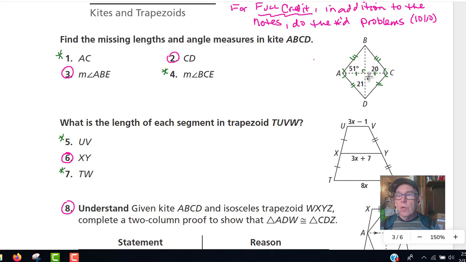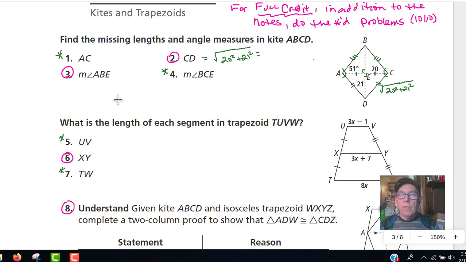So here's a 21, here's a 20. This is a right triangle. This length is going to be the hypotenuse. It's going to be the square root of a squared plus b squared, which is 20 squared plus 21 squared. So whatever the answer is, it's going to be the square root of 20 squared plus 21 squared. Okay, I'll leave that for you to work out.